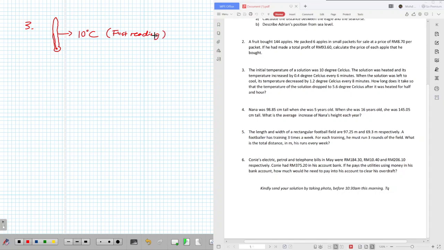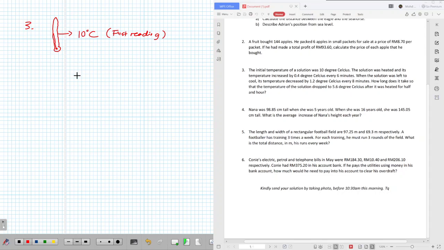The solution was heated and its temperature increased 0.4 degrees Celsius every 6 minutes. So that means every 6 minutes it will increase 0.4 degrees Celsius. When the solution was left to cool, its temperature decreased by 1.2 degrees Celsius every 8 minutes. How long does it take so that the temperature of the solution dropped to 5.6 degrees Celsius after it was heated for half an hour?